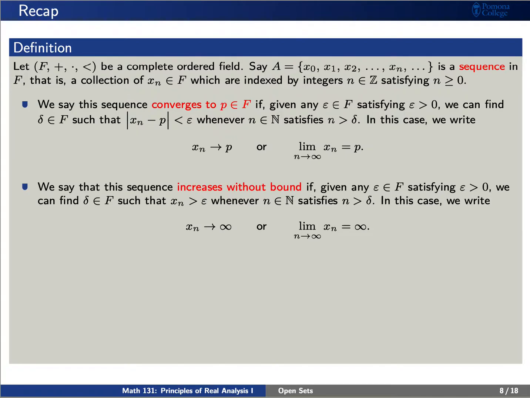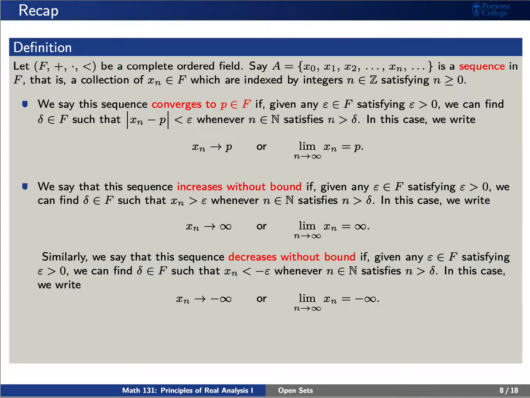We'll say that this sequence increases without bound if, given any positive epsilon, we can find a delta such that x sub n is greater than epsilon whenever n is greater than delta. In this case, we'll say that x sub n tends to infinity. Similarly, we'll say that our sequence decreases without bound if, given any positive epsilon, we can find a delta such that x sub n is less than negative epsilon whenever n is greater than delta. In this case, we'll say that x sub n tends to negative infinity.